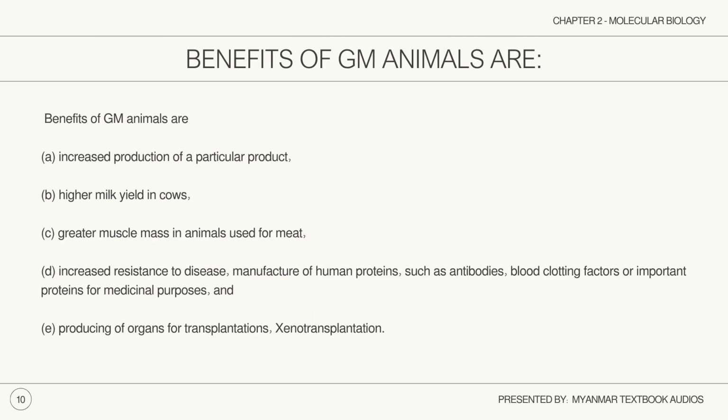Benefits of GM animals are increased production of a particular product, higher milk yield in cows, greater muscle mass in animals used for meat, increased resistance to disease, manufacture of human proteins, such as antibodies, blood clotting factors, or important proteins for medicinal purposes, and producing of organs for transplantations, xenotransplantation.